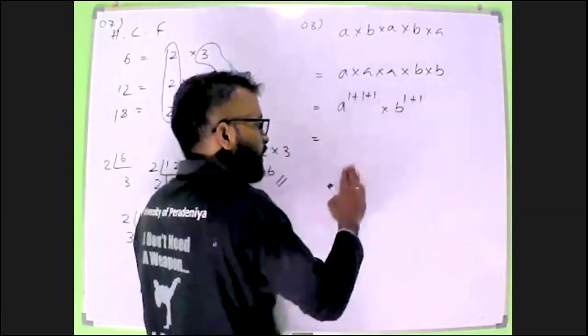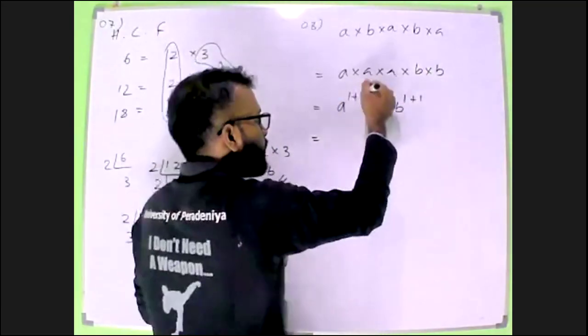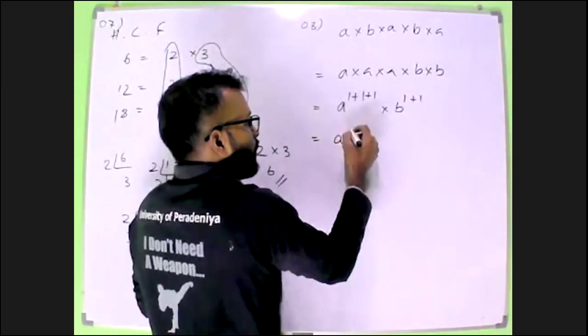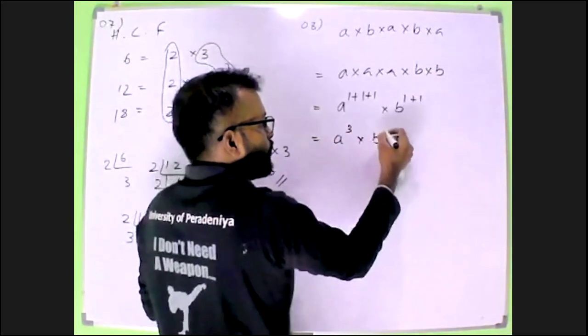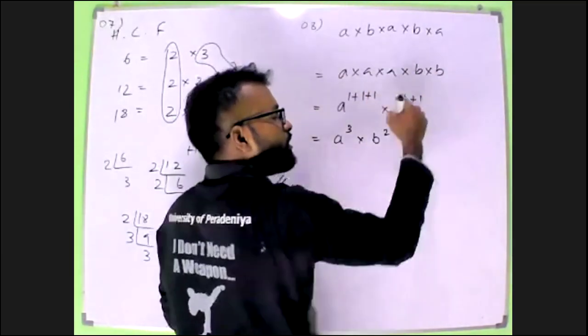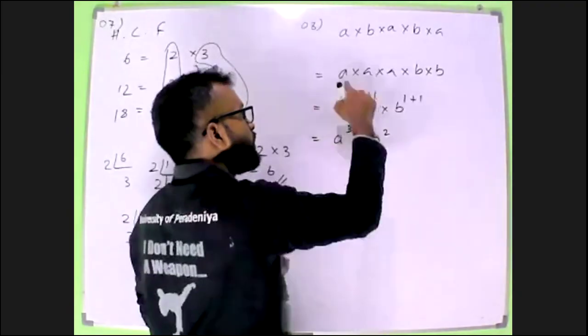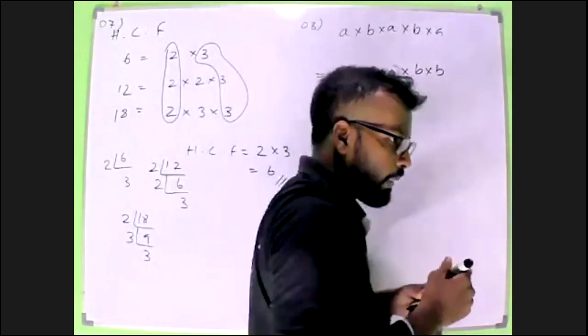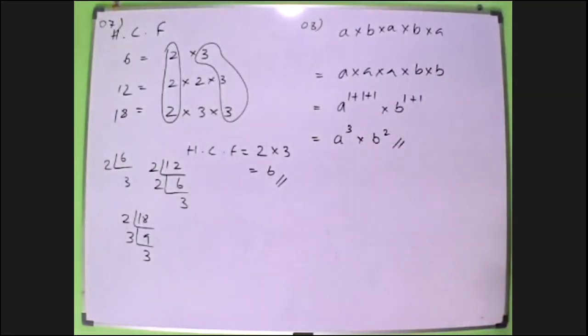Because there are 3 A terms multiplied together, and 2 B terms multiplied together. So 1 plus 1 plus 1 for the A, and 1 plus 1 for the B. So A to the power 3 times B to the power 2. Right? Basically there are 3 A's, there are 2 B's. A to the power 3, B to the power 2. Done. Product of powers.